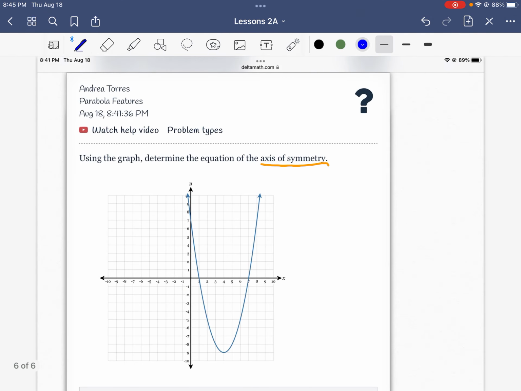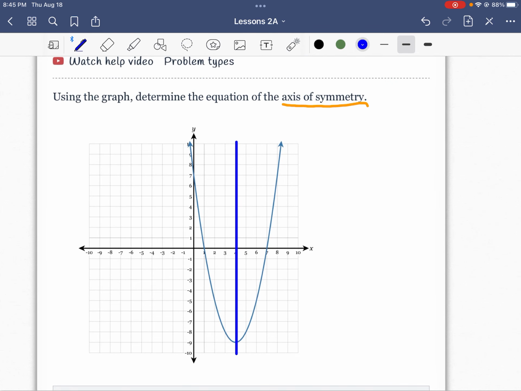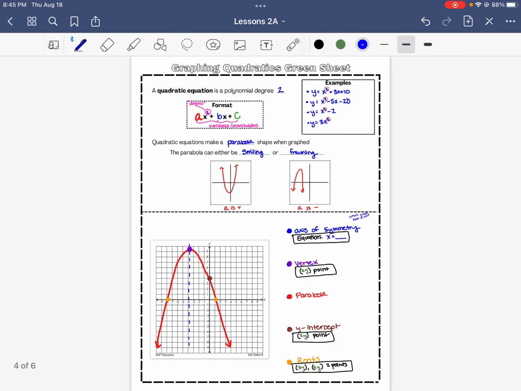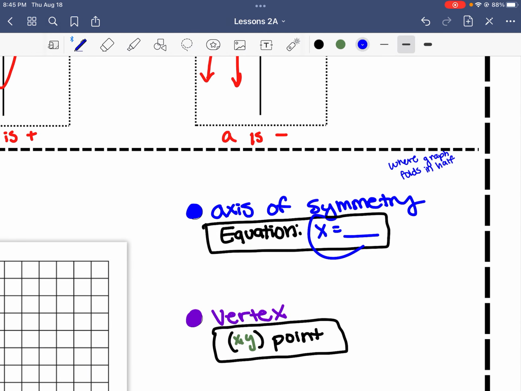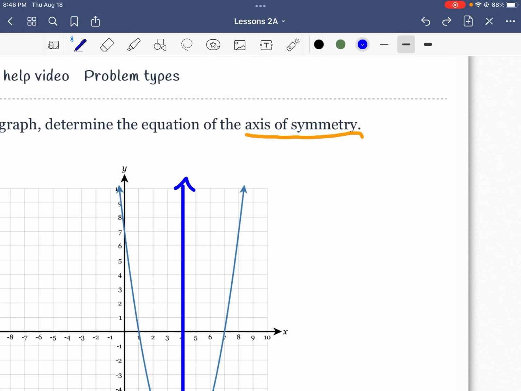So if we go back to our problem, I can see that the graph folds in half about right here at this line. But what is that line called? Remember, this is not a point. We're not making just little points. It's a whole line. So we're going to use an equation. Remember right here on our notes, we have x equals, we're going to copy that.